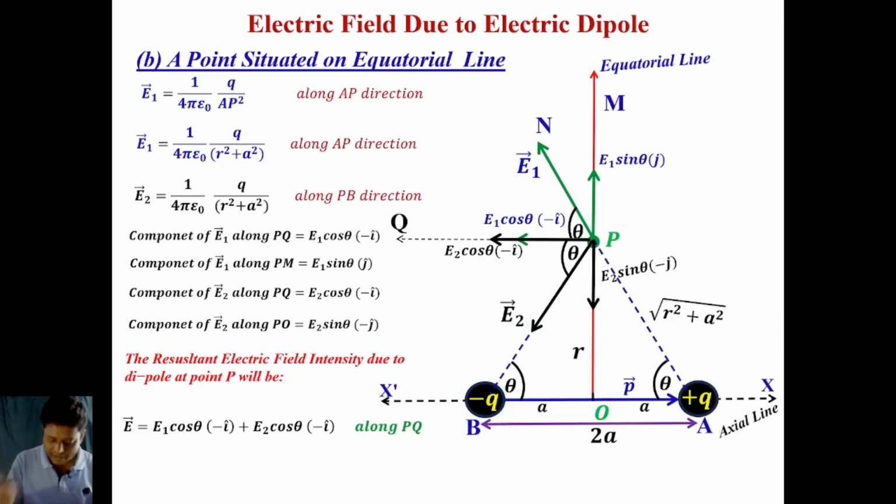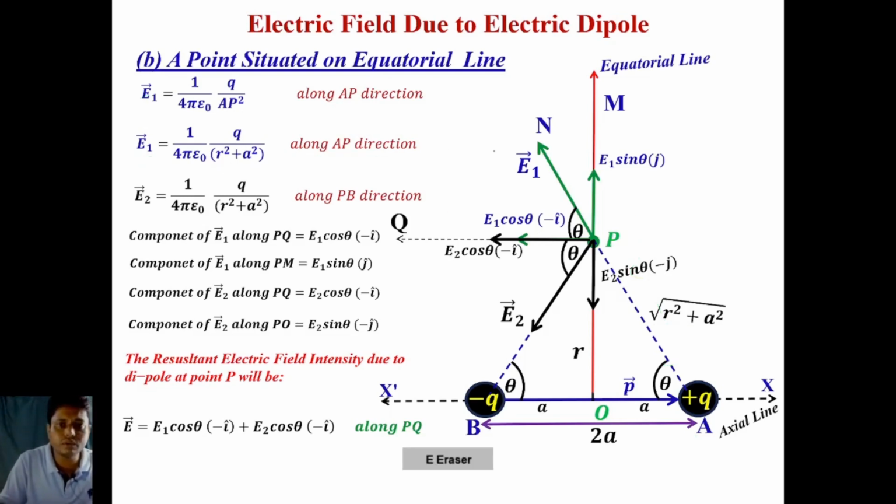Now, at point P, what will the resultant electric field intensity be? Here I have written the same thing, which you can write in your notes from the exam point of view. So, what will the E1 value be? E1 is 1 by 4 pi epsilon 0 times Q by AP square, that means A to P squared. Here you can see the A to P distance, this distance, is the square root of r square plus a square. So AP square will be r square plus a square only, and its direction is along the AP direction.